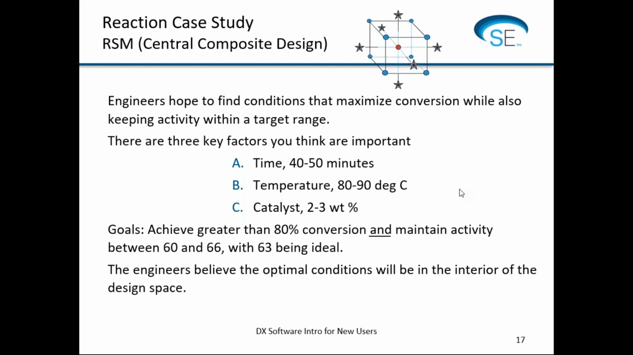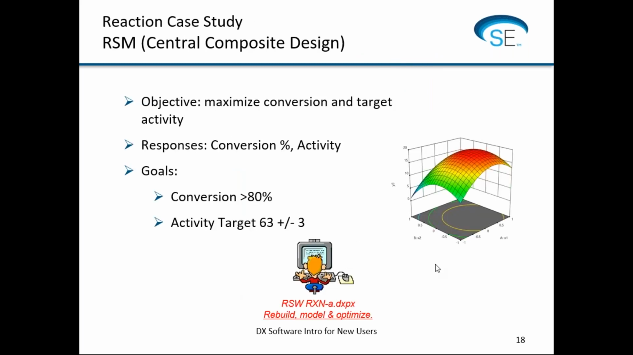So we're going to optimize within these 3 factors to address 2 different responses. Our goal is to achieve at least 80% conversion and maintain an activity between 60 and 66. So, restating: maximize conversion and target activity. Those are our 2 responses, and then we have these goals. So let's fire up this one.